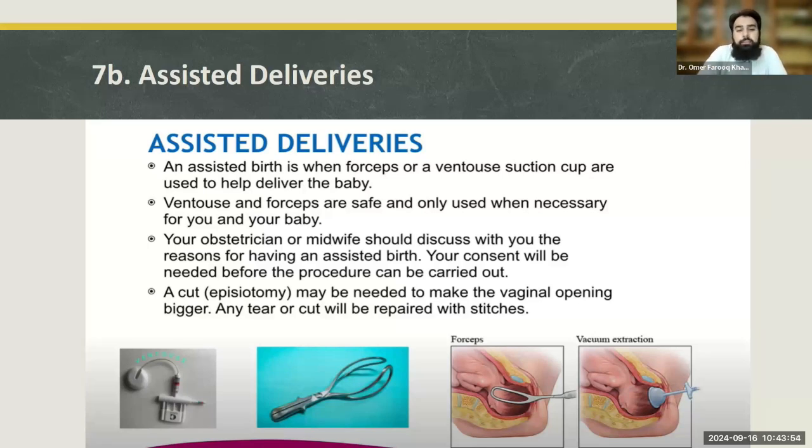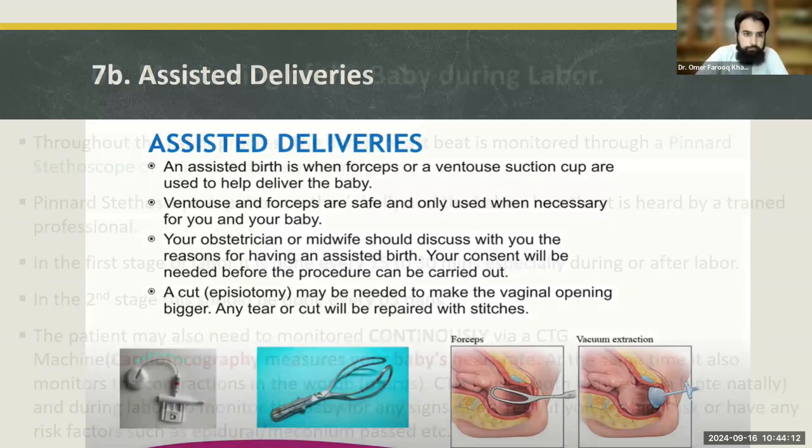Any tear or cut will be repaired with stitches after the baby is delivered. So these are the types of assisted deliveries: suction cup, forceps delivery, or episiotomy. All of these things are to be done in a hospital and not at home.